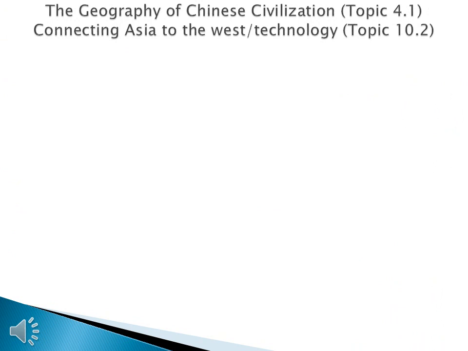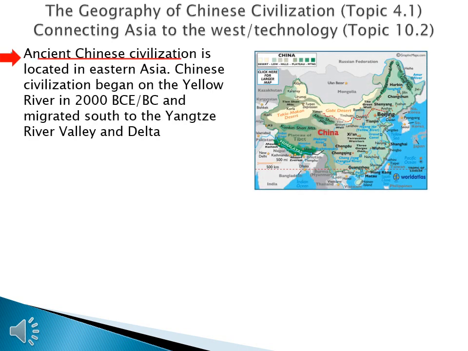We now move to ancient China and talk about the geography of Chinese civilization, topic 4.1, and connecting Asia to the West, technology, topic 10.2. Ancient Chinese civilization is located in Eastern Asia. Chinese civilization began on the Yellow River in 2000 BCE and migrated south to the Yangtze River Valley and Delta.